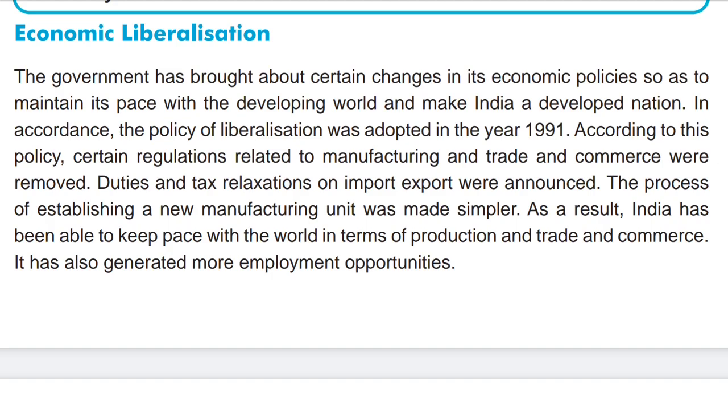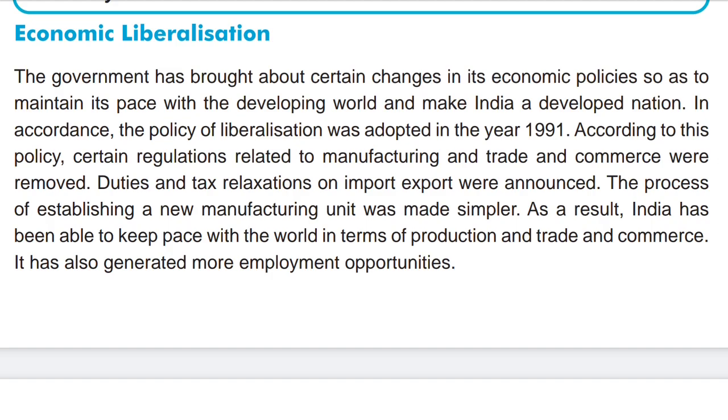But after 1991, with the introduction of these three policies, many regulations regarding trade and commerce were removed by the government. Duties and taxes were reduced, and relaxation on import and export was announced. The process of establishing a new manufacturing unit was made simpler than it was before. Thus India was able to keep pace with the world in terms of production and trade and commerce. It also generated more employment opportunities.